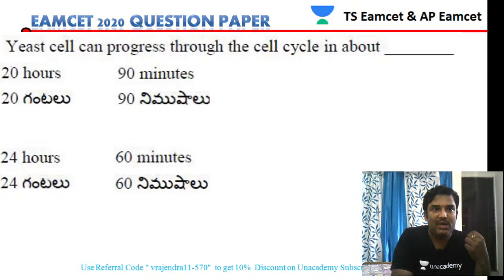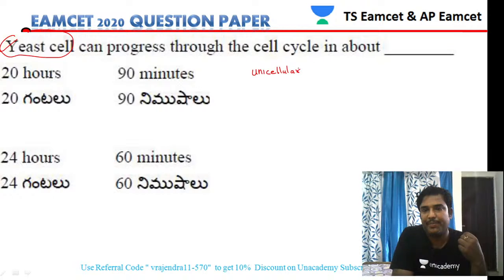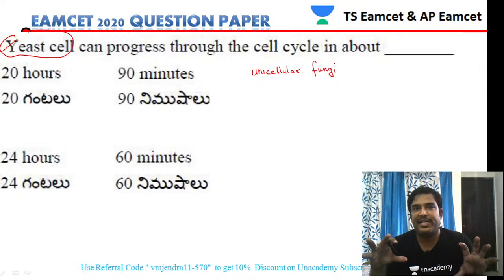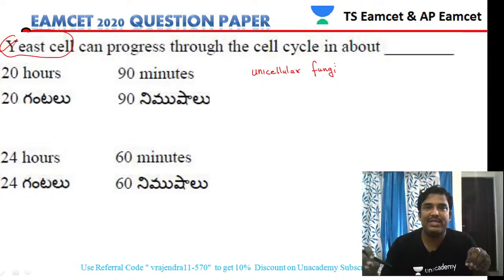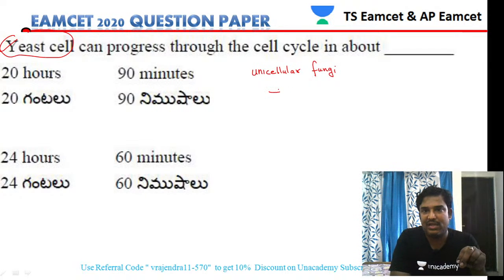Next question. Yeast. The importance of yeast is that it is unicellular. Yeast is a unicellular fungus. All other fungi are multicellular in nature, but yeast is a unicellular fungus. That is its importance here. Yeast completes its cell cycle in 60 minutes.